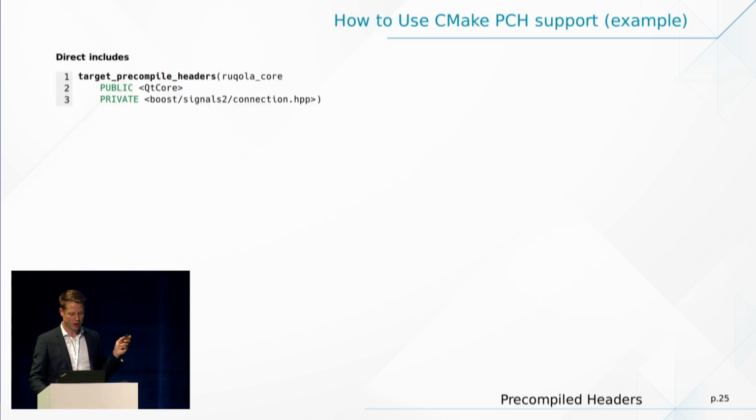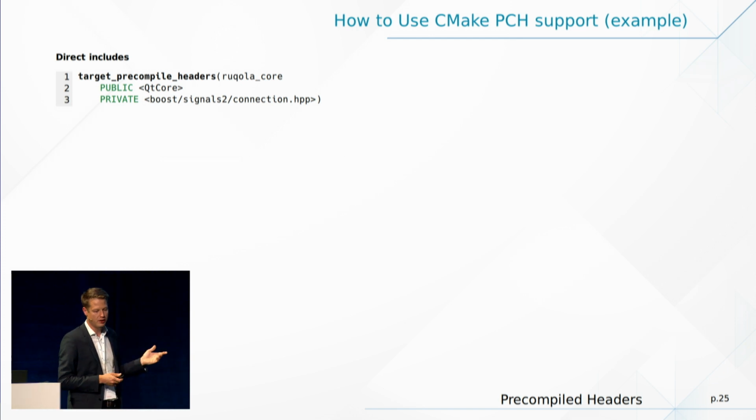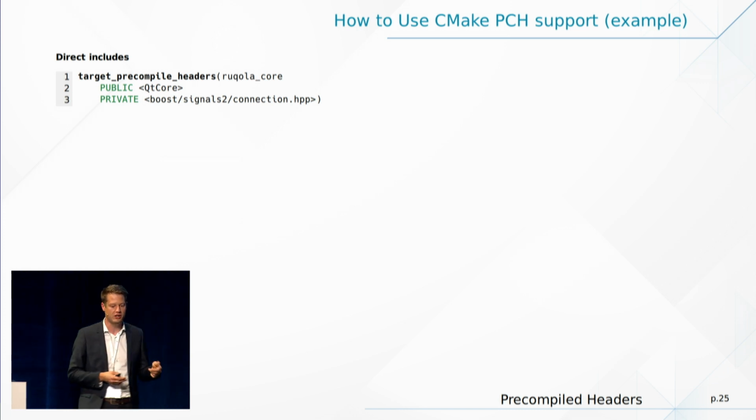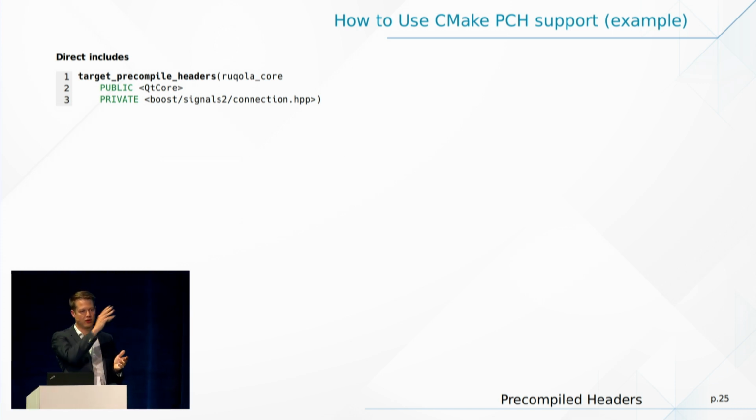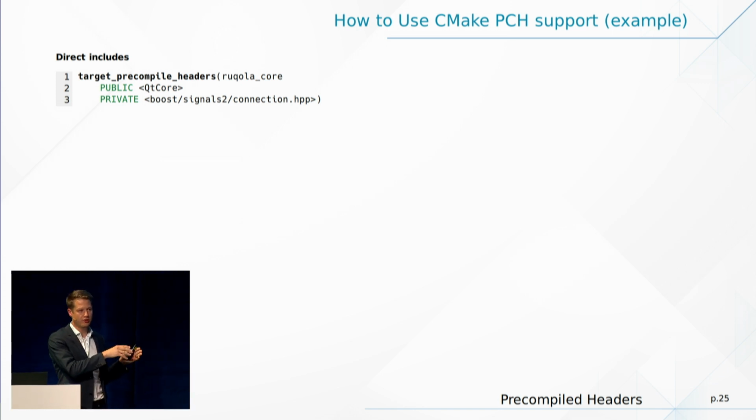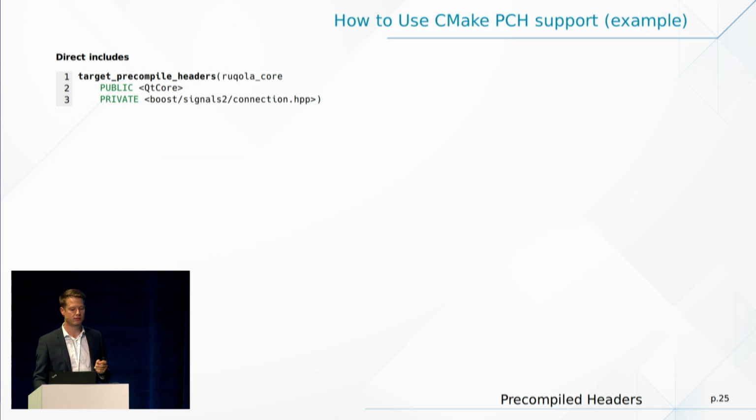How is it used in practice? It's like this. For Rucola core, you could say that for Rucola core itself and anything using Rucola core, it should include QtCore. QtCore is the header which includes all of Qt core, like QCoreApplication, QString, and so on and so on. And privately, because some CPP file uses Boost, you could use that. Boost is just used internally, not exposed to the outside. Then you would use private and use Boost inside one of the precompiled headers.